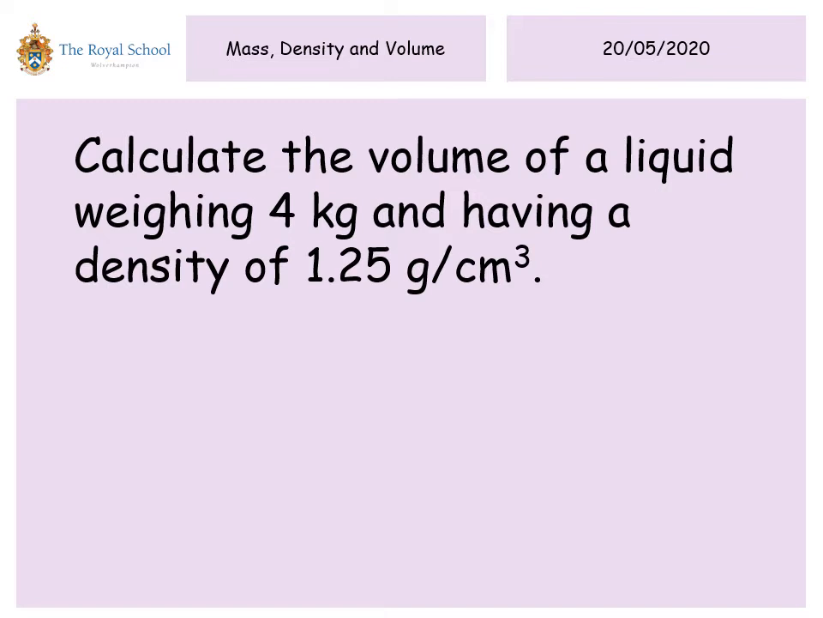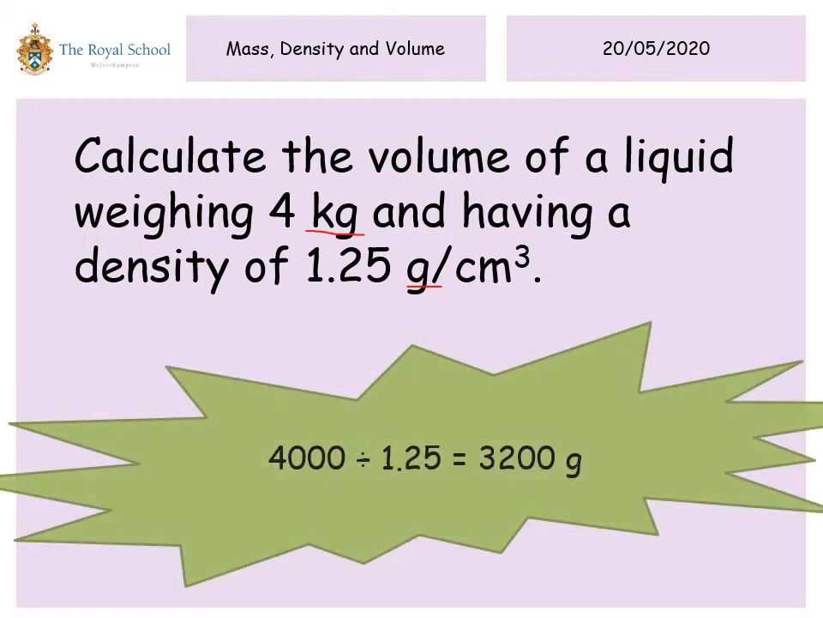So answers to this. Calculate the volume. Well, volume is going to leave us with mass divided by density. The big problem here that might have given a few people a mistake on this one is our mass of the liquid is in kilograms, but our density is in grams. So here, although we're looking for volume to be mass divided by density, we need 4,000 divided by 1.25, and that will give us 3,200 grams as our answer. So you can cross off 3,200 if you've got it.